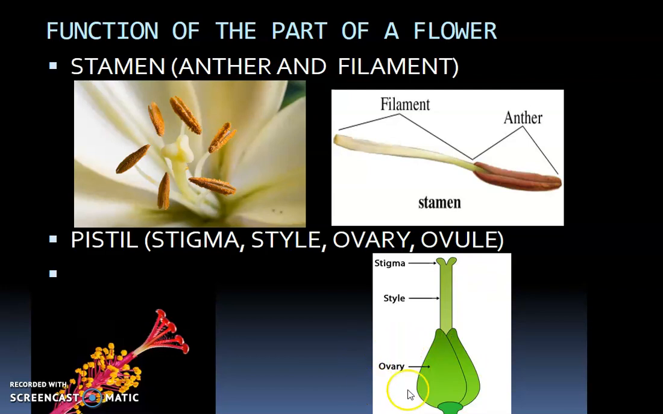Now, the ovary, as we see it, is what grows after fertilization to become a fruit. And we know that most fruits have what we call the seed, and the seed develops from the ovule. So, once again, the top part of the female part of the flower is the stigma. The stigma is connected to the ovary by the style, and then the ovary develops to form the fruits, and then the ovule develops to form seeds. Great.